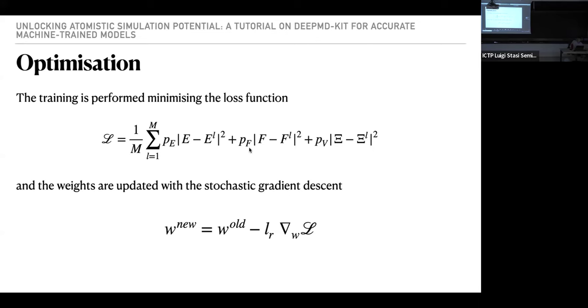Usually what you do is you start your training with a high weight, so a high prefactor on the forces, because forces act like what is called in machine learning a regularization, because you are training on the derivatives, and so you are avoiding overfitting.